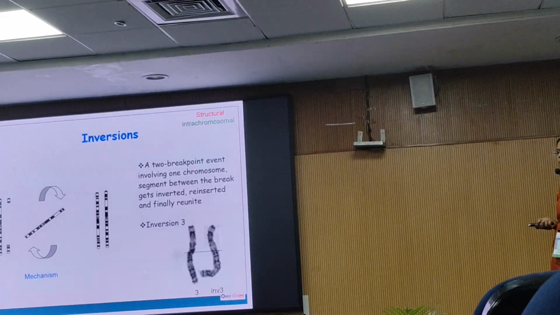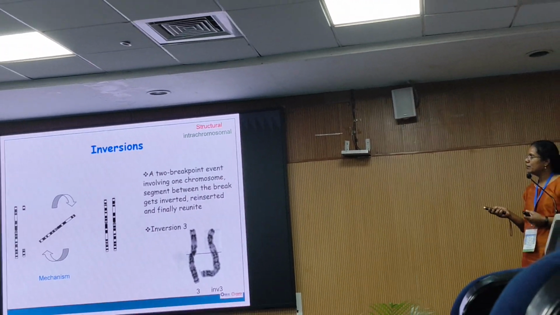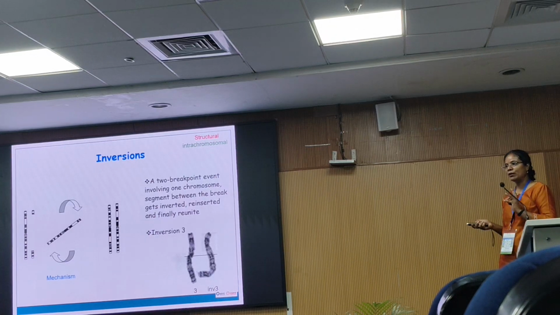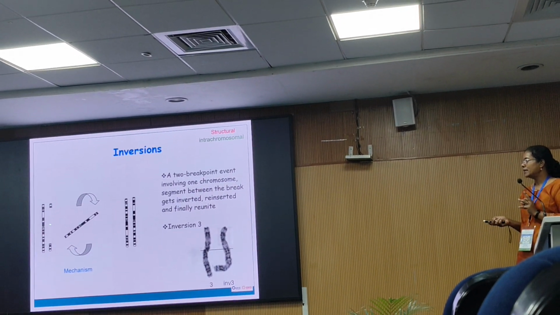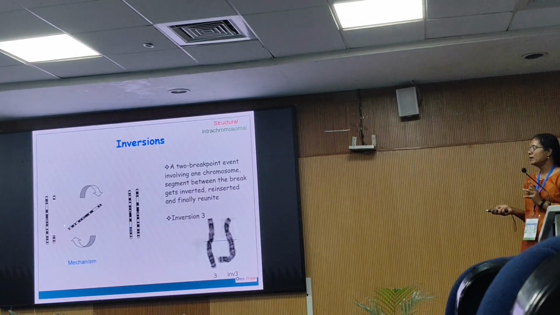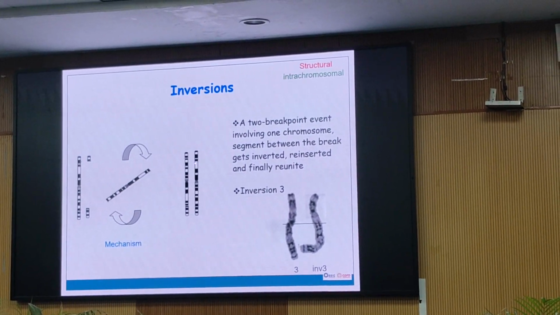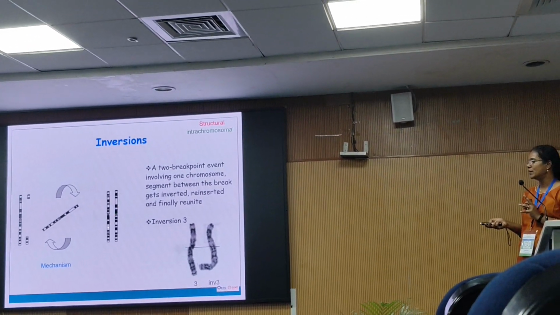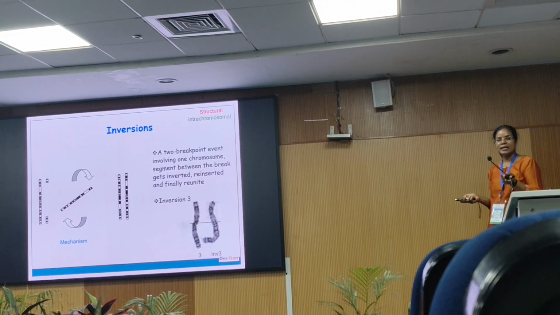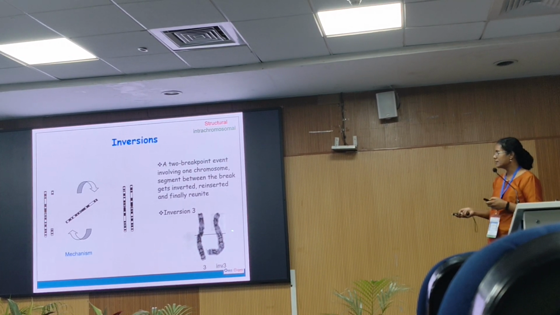Intrachromosomal: anything which happens within the same chromosome. One is inversion. Inversions happen when breaks occur on either side of a chromosome segment, and the segment between the broken regions is twisted 180 degrees and attached again. If you see, this is a normal 3 and this is also a normal 3, and you can see this one is inverted. If it involves the centromere, we call it a pericentric inversion, and if it does not involve the centromere, we call it a paracentric inversion. This is an example of an inversion 3.